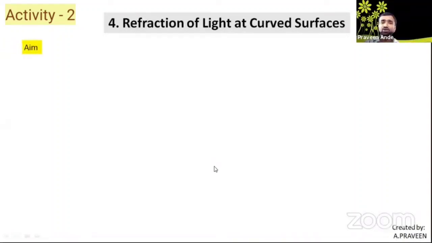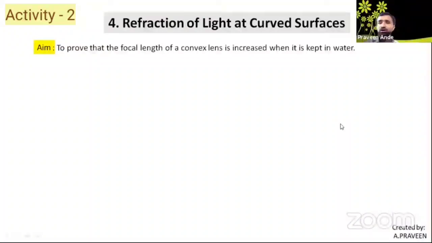Here in activity number 2, what is the aim of our activity? Already we have got the focal length of the lens in the lab activity as 30 centimeters. Now I am using the 30 centimeter focal length lens in this activity, right? Then I will use that lens in different mediums. What happens to the focal length? That I am going to decide. So here, to prove that the focal length of the convex lens depends on the surrounding medium, is it going to increase or decrease when we keep that in the water?